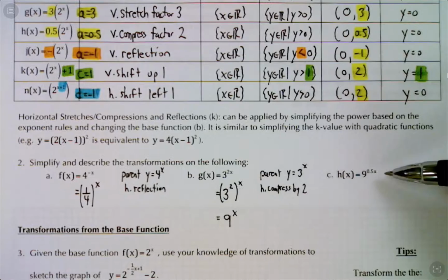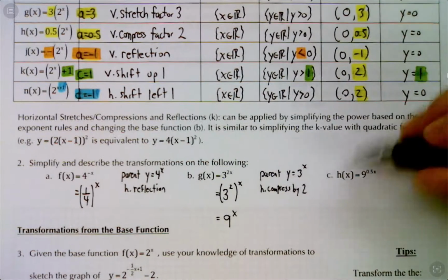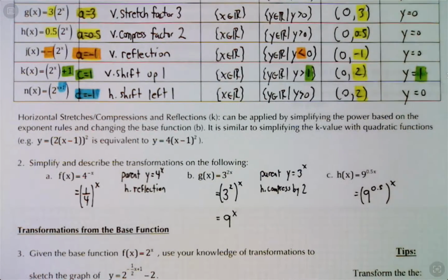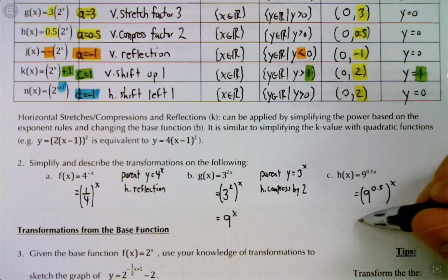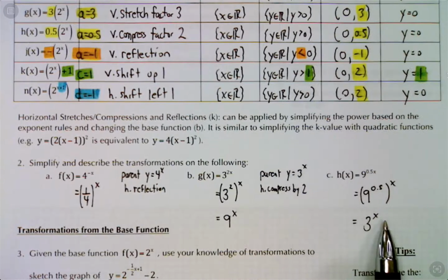This is a nice one too. 9 to the exponent 0.5x. It's the same exponent rule. We can break it down to 9 to the exponent 0.5 to the exponent x. 9 to the exponent 0.5, well, 0.5 is a half, and a half means square root. If we square root 9, we get 3. Graphing 3 to the exponent x is pretty easy. It's just a parent function.